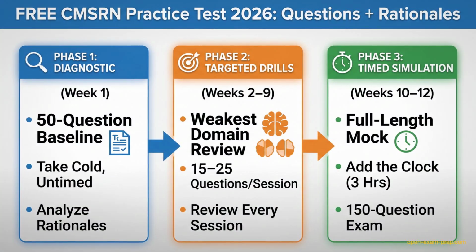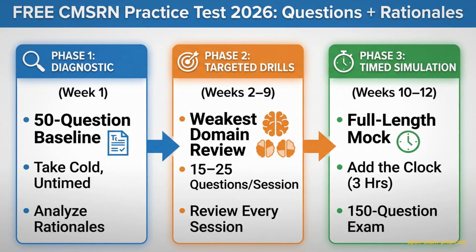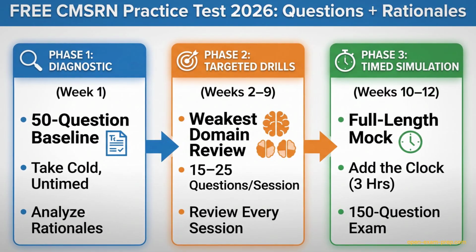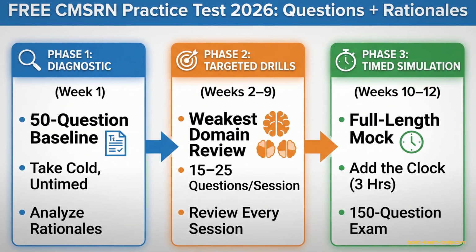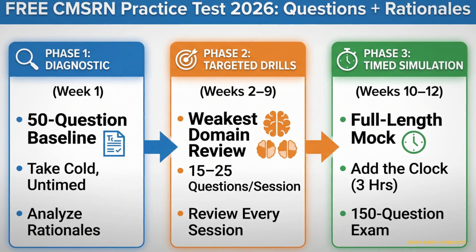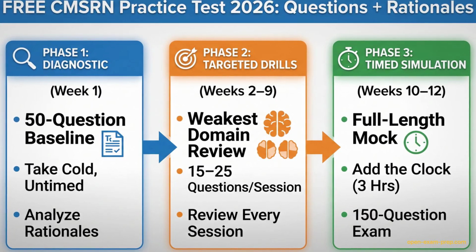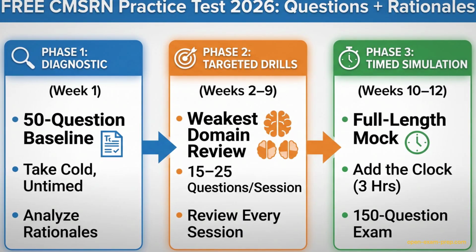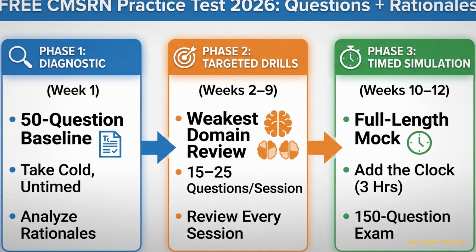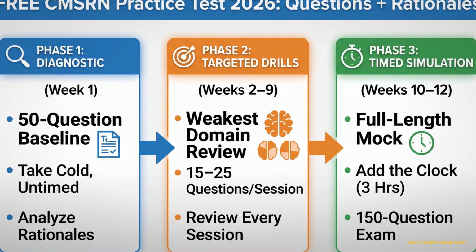This deep review is what actually builds clinical judgment. Random questions won't prepare you. Use a structured 3-phase approach. Start with a 50-question diagnostic test, untimed, to identify your weakest blueprint domains. In Phase 2, for several weeks, do targeted drills in those weak areas, reviewing every rationale. Finally, in the last few weeks, shift to timed simulations. Start with 50-question blocks, then take at least one full-length, 150-question mock exam to build the mental stamina required for test day. This structured approach works.